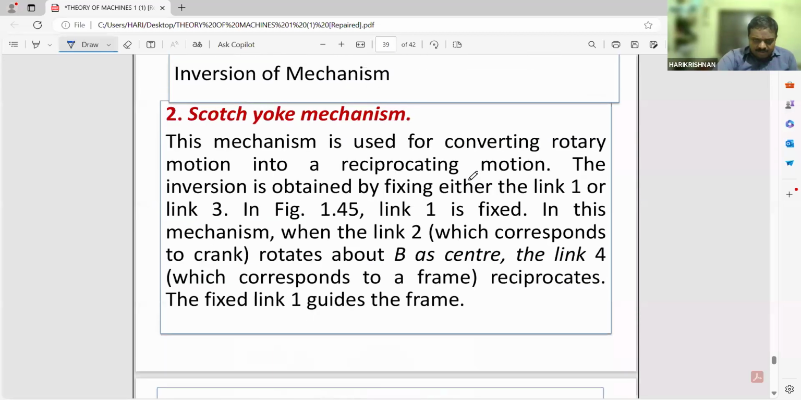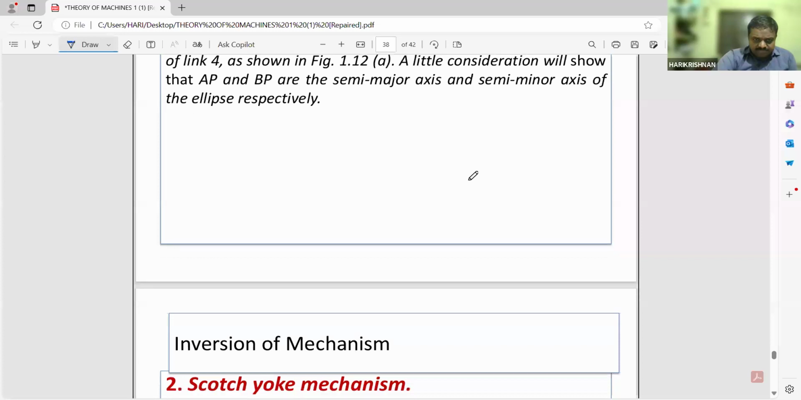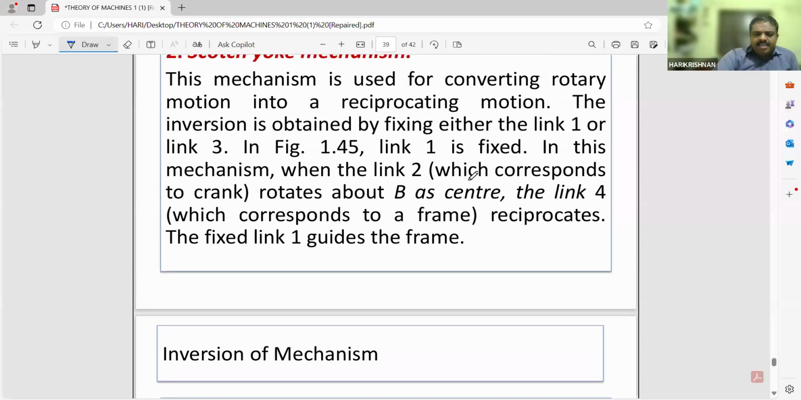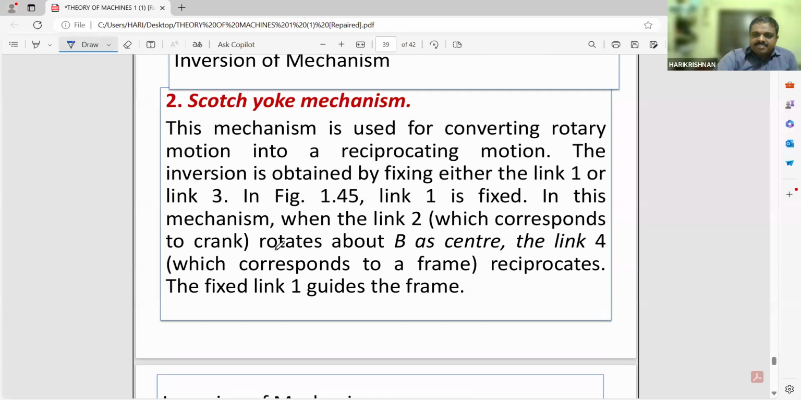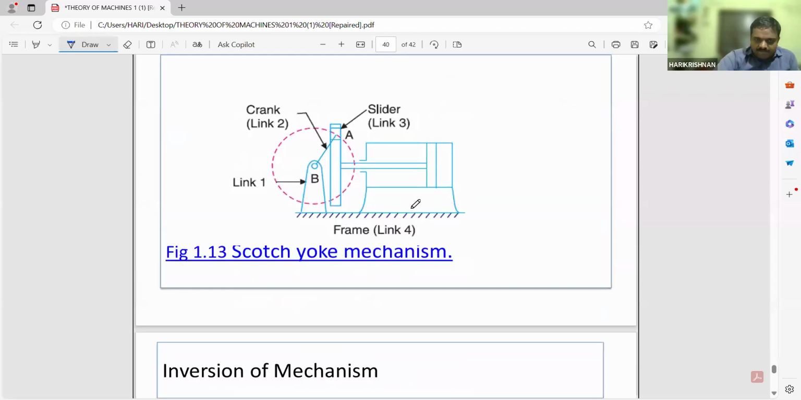Next is the Scotch-Yoke mechanism. This mechanism is used for converting rotary motion into reciprocating motion. Whatever rotary motion is there will be converted to reciprocating motion. You may see the frame, link 4, will be fixed. There will be link 1, a crank connected to a slider. You may see one slider here and another slider, the piston cylinder mechanism. Those two sliders are there.